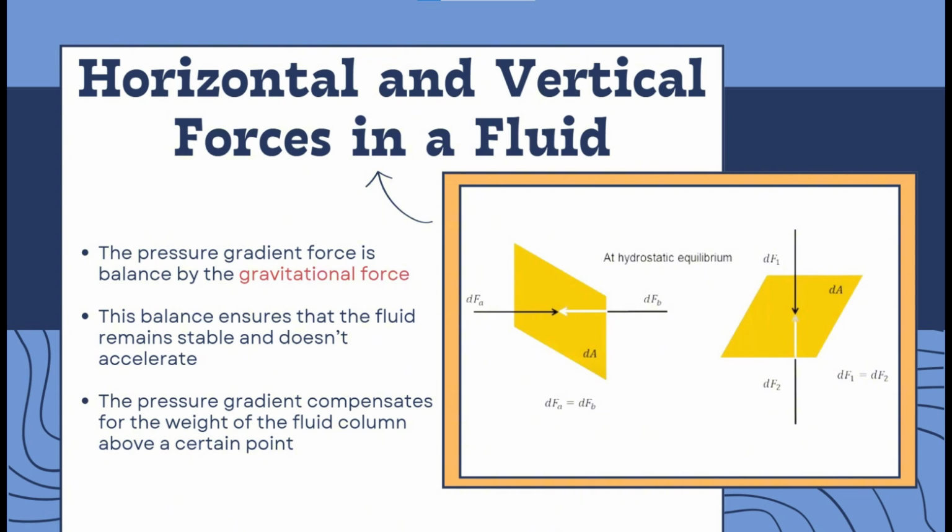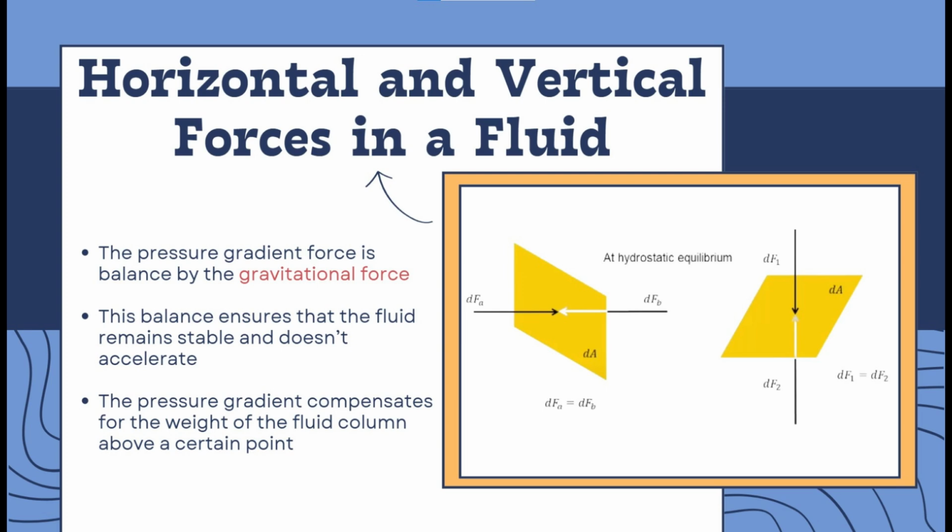In vertical forces, on the right side of the diagram, as we can see here, the dF sub 1 is equal to the dF sub 2. So it is similar to the horizontal direction. The forces also balance out, and when the fluid is in hydrostatic equilibrium, it results in zero net force. The pressure gradient force is balanced by the gravitational force that pulls downward, and this balance prevents the fluid from accelerating.